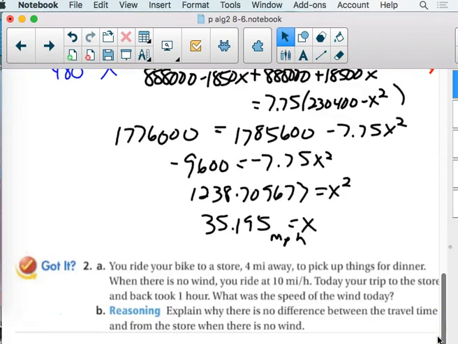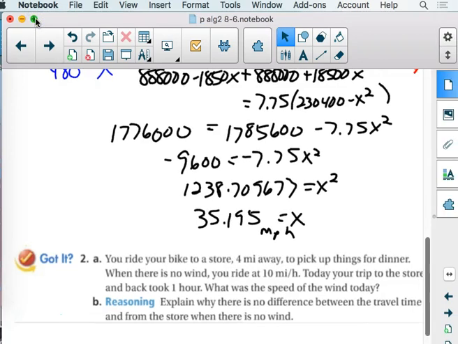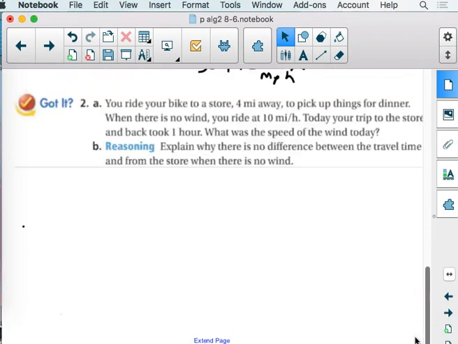Now, why is it easier? Smaller numbers. That one had monster numbers, and that's real world. Real world is monster numbers. It just happens. But this one's a little easier. You're riding your bike. You can't ride your bike as fast as they can fly a plane.